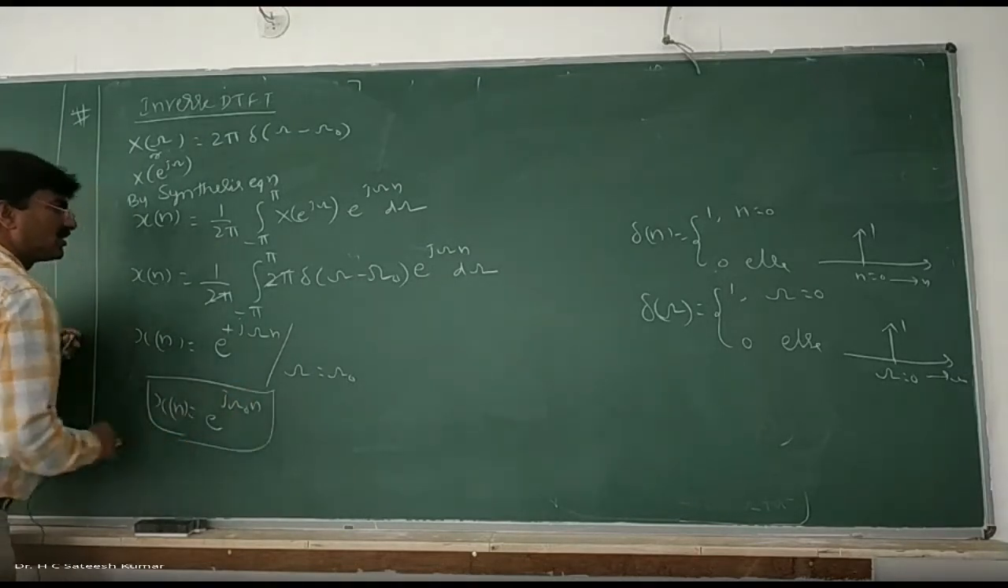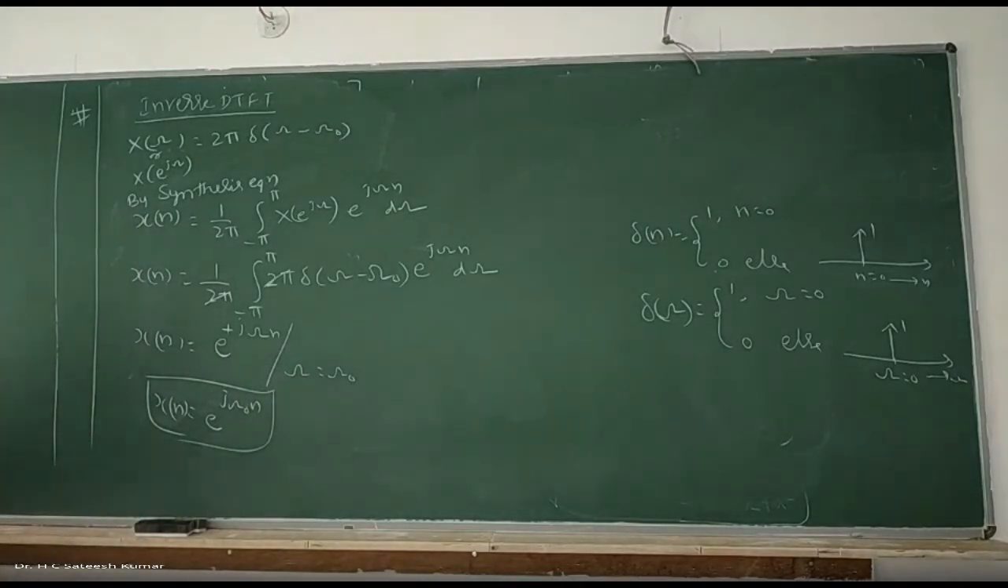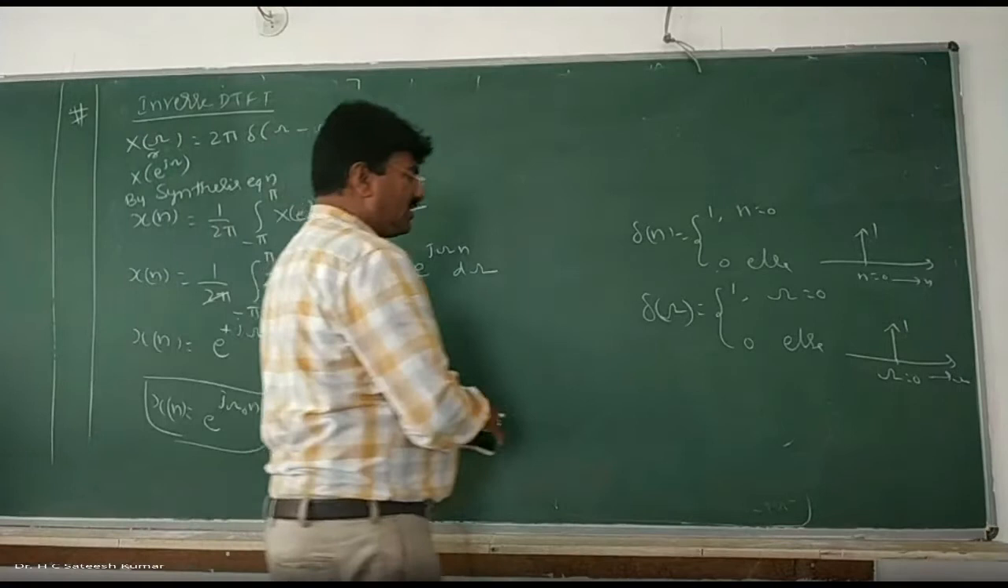So what can you understand from this? x of n, e to the power of j omega n. We can simplify that, so we can use this as an identity.